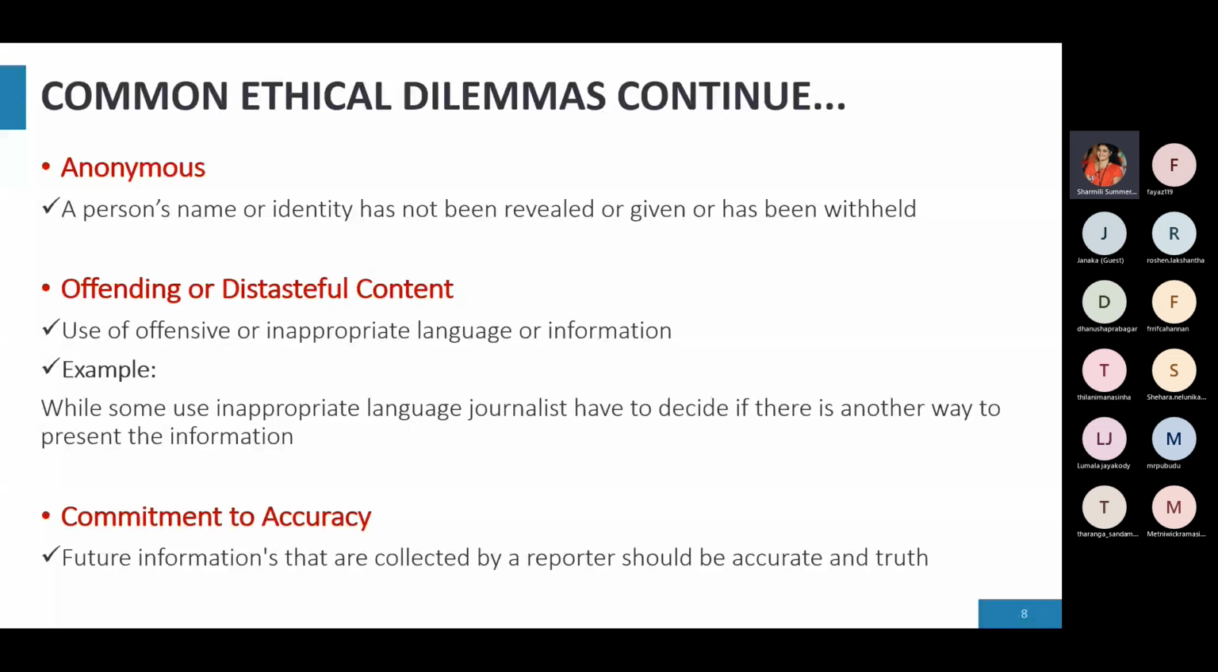Plagiarism, yes, it is common. Even small children, when they do assignments, Google it, take from Wikipedia and copy paste. But we do not take that much as plagiarism. But with research articles, once we come to higher grades, we learn that there is a word plagiarism. An anonymous letter, common. Also the offending or distasteful words, and providing accurate information.